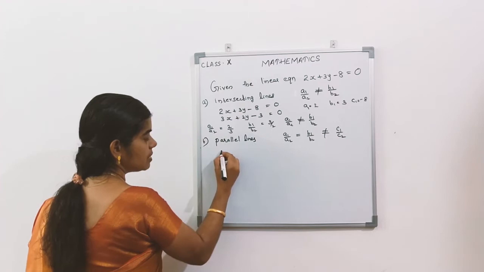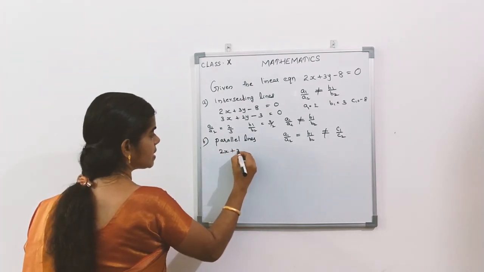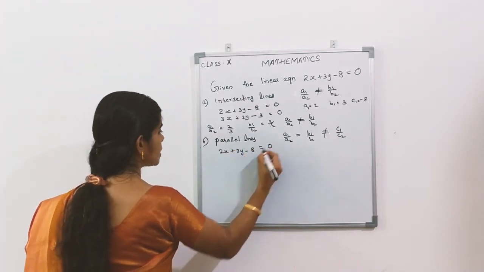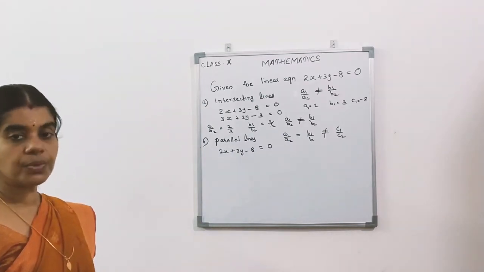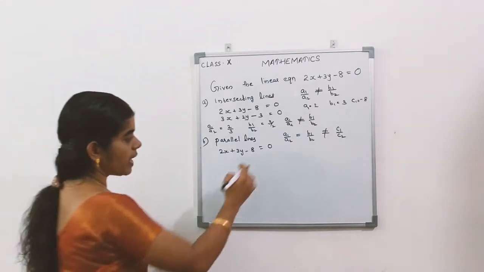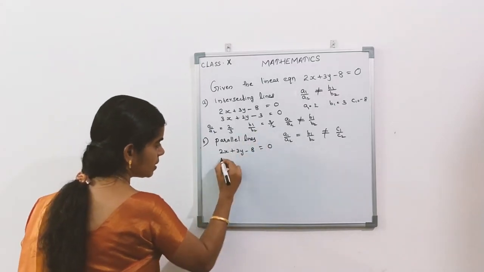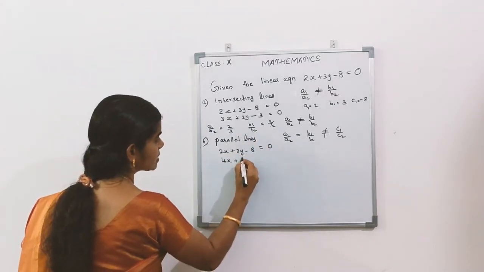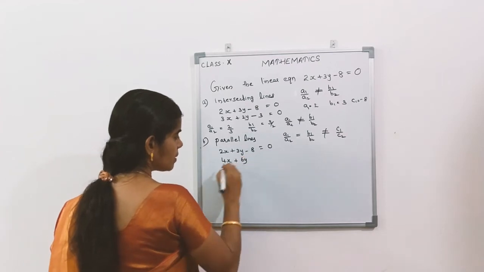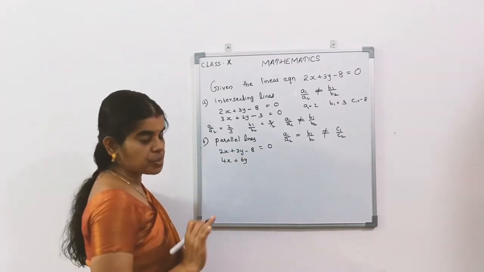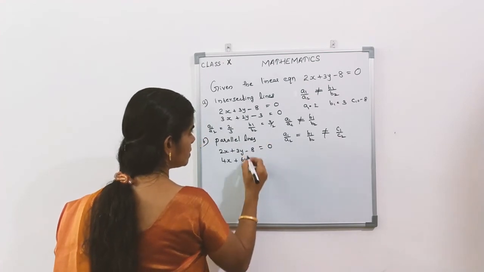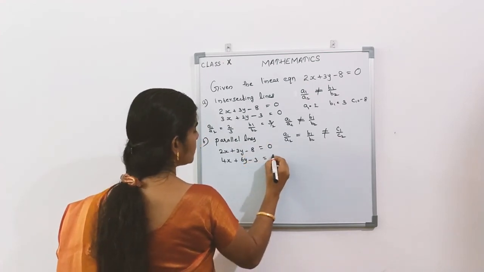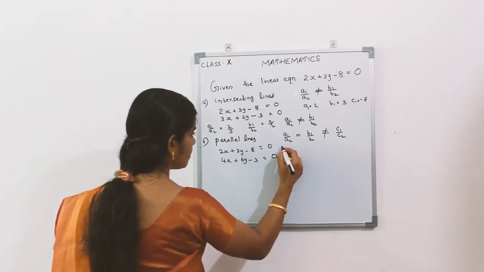So first, the same equation 2x plus 3y minus 8 equal to 0. Next we want to make a1 by a2 and b1 by b2 the same. Therefore I am multiplying this equation by 2. Then what will you get? 4x plus 6y. These two I am multiplying by 2. Next, not equal to c1 by c2, so we can write the same minus 3 equal to 0.